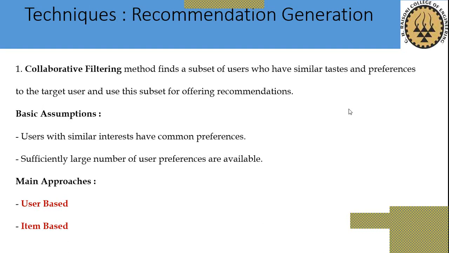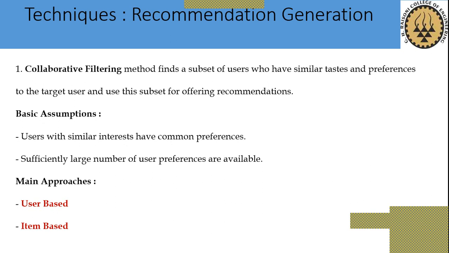Now, today we will see different types of recommendation system. The main approaches used in recommendation systems are the user-based recommendation system and the item-based recommendation system. As we know, collaborative filtering is a method to find the subset of users who have similar taste and preference to the target user, and use this subset for offering the recommendations.